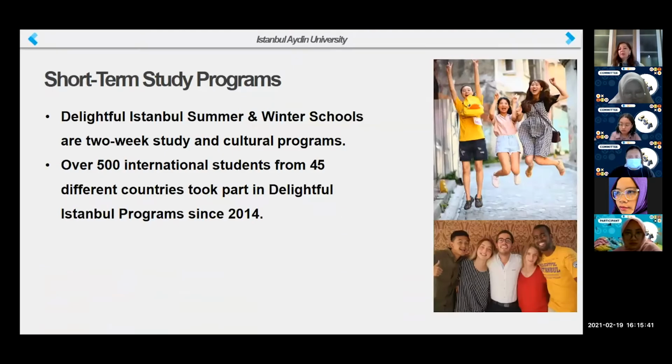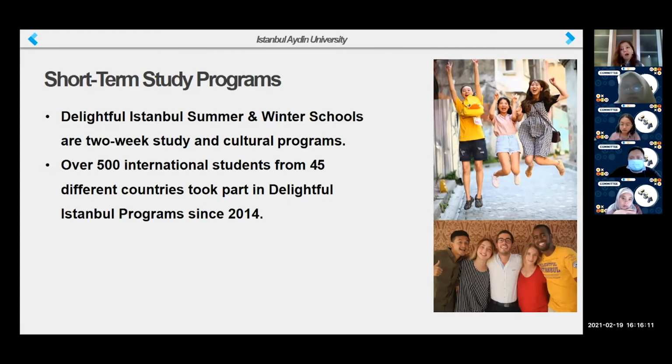Another program that we run, and this has been very popular with students in the past, is our short-term study programs, because sometimes not every student is able to go on a semester-long or academic year-long exchange to a different country. There are quota limitations, maybe there are family responsibilities, etc. So in order to give many students from our partner institutions the chance to come and see Istanbul, to come and visit our campus, we have started these short-term programs.